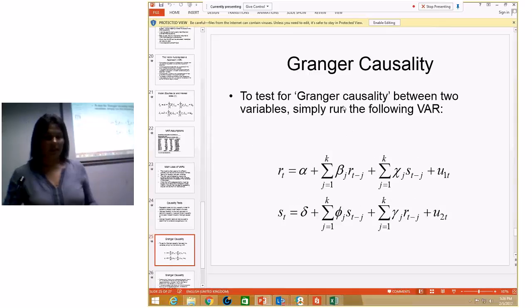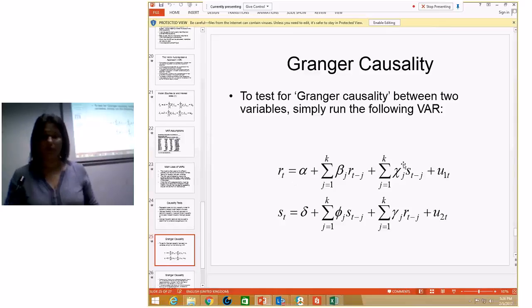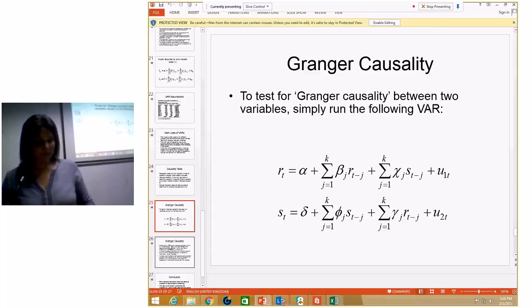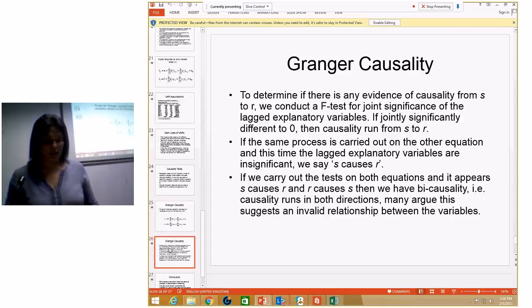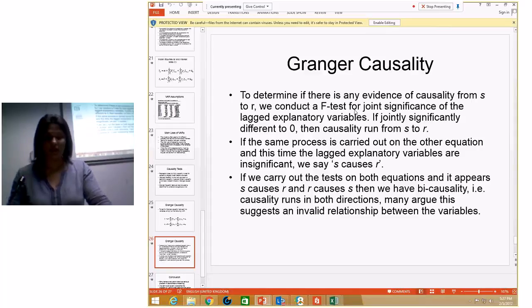To test for Granger causality between two variables, simply run the following VAR model. RT depends on its past value, and it's the dependent variable, the independent variable that affects R is the lag value of it. ST also again acts as the dependent variable. This is the Granger causality value. To determine if there is any evidence of causality from S to R, our variables S and R, we conduct an F test for joint significance of the lagged explanatory variables.